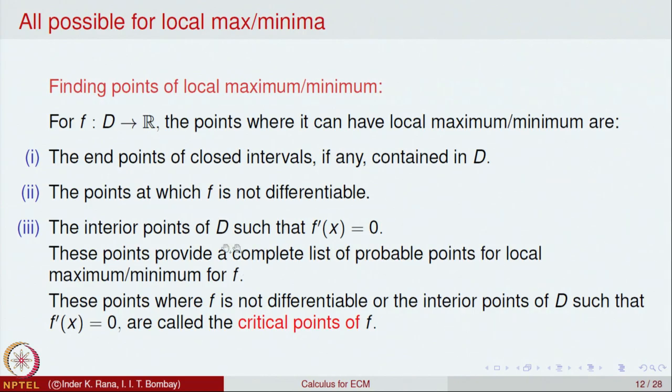Some books call only the third kind the critical points and all these points together the total stationary points. So, these are possible candidates for the function to have local maxima or minima.